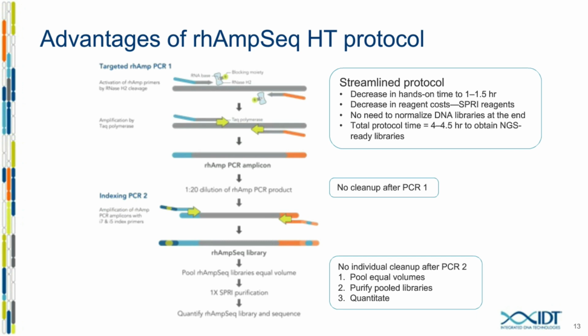We've gone from having to perform 192 bead cleanups, so 1 bead cleanup for each sample after PCR1 and PCR2. This is now a single bead cleanup after PCR2, so we've gone from 192 cleanups to 1 cleanup. We've also gone from quantifying every library after PCR2 to quantifying just the pool of libraries. So this translates to significant time savings, but also significant savings on ancillary reagents such as Ampure beads. And this whole protocol is about 4 to 4.5 hours from start to finish, including quantification.